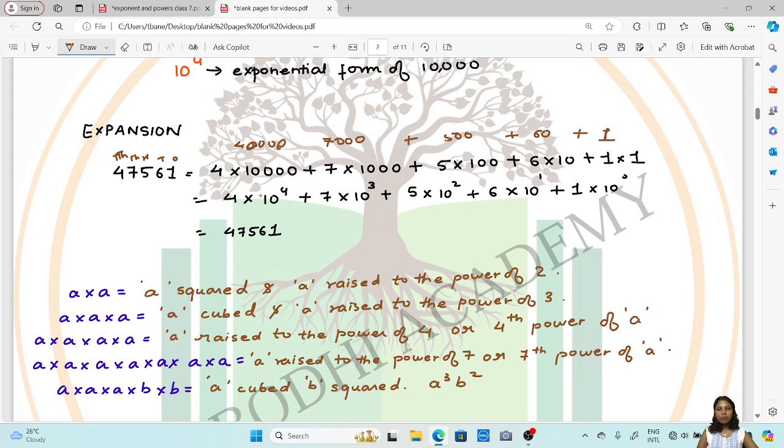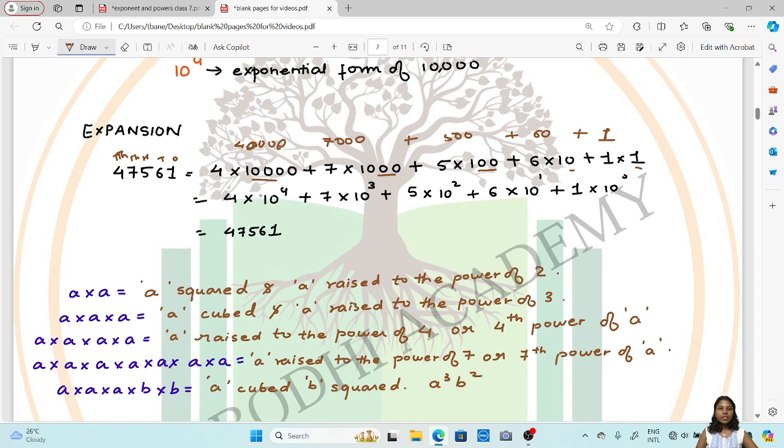So now these numbers we can also write in the exponent form. This 10,000, 1,000, 100, tens and 1 can be written in the form of exponents. So how do we write it? So 10 to the power of 4. In this case, it is basically the number of zeros that are added to 1. So there are 4 zeros here. So it is 10 to the power 4.